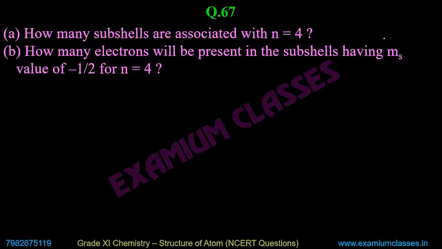Okay, how? Sir, in n equals 4, there will be 2n squared, so there will be 32. But for minus half, there will be half of that. Sir, 16. Okay. Who said 18?